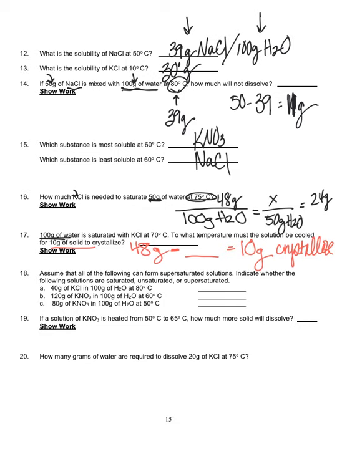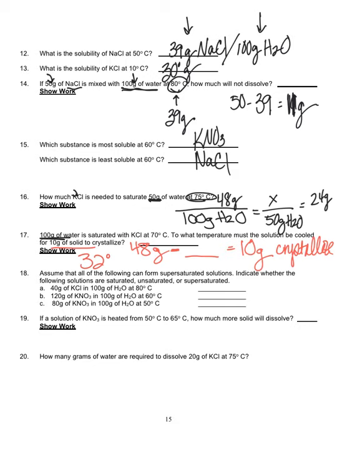Okay, so what do we have to take that down to? What's X? 48 minus what equals 10? 38 grams. So this one is 32 degrees.